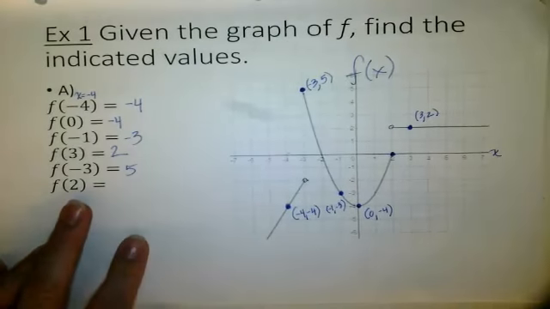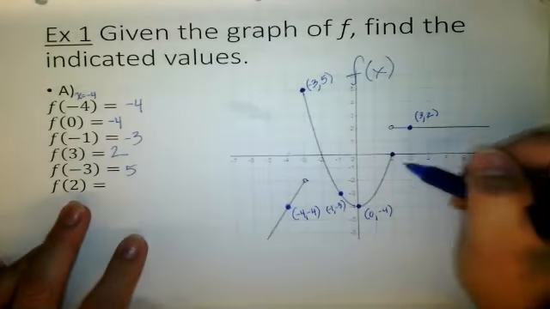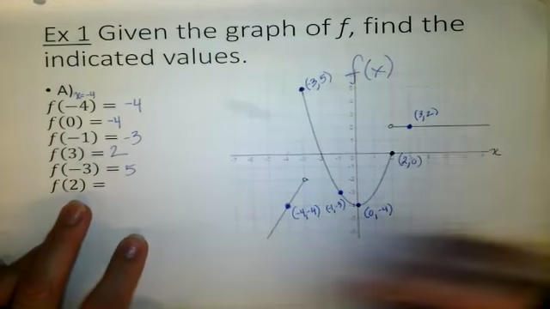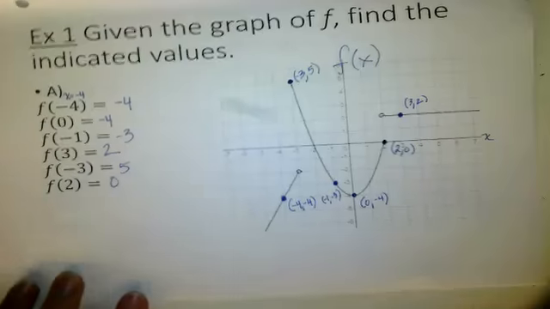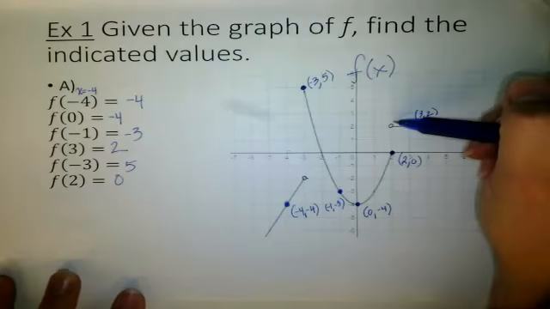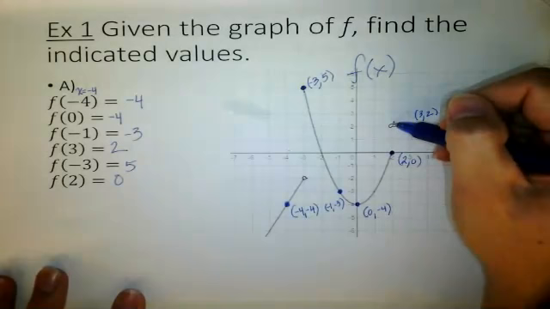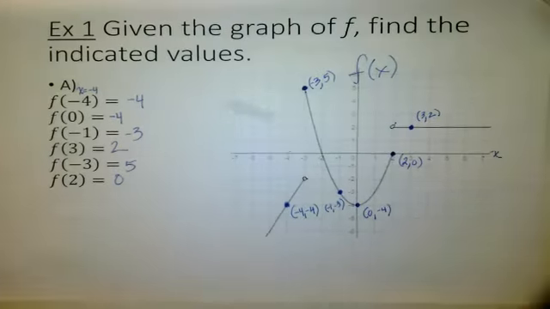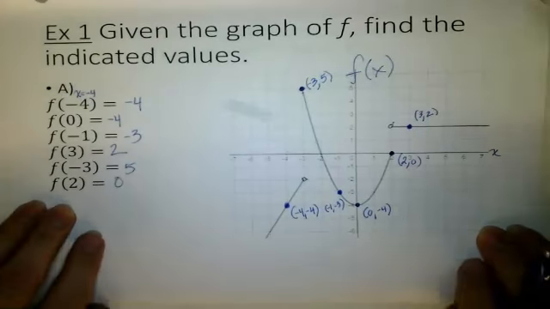And then f at 2, 0. At 2, our function value is 0. Wait, why can't you do 2, 2? Because it's a circle? It's not there. It's not included. It's not actually there. Yep. Okay. Hopefully that was easy.